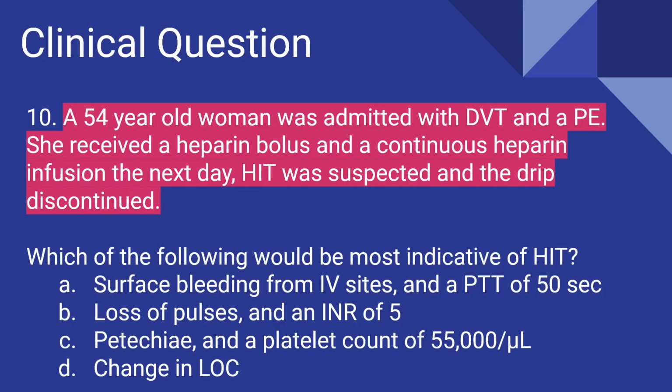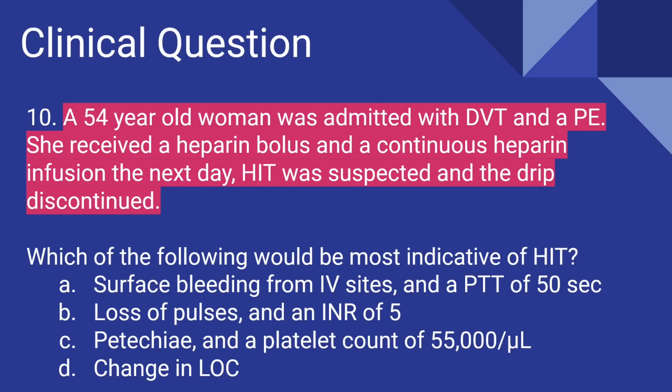All right, so we'll do some clinical questions and some rationale before we move on to hemodynamics. So we have a 54-year-old woman who is admitted with a DVT and PE. She received a heparin bolus and a continuous drip. The next day, we suspect HIT to be an issue, and the drip was stopped. Which of the following would indicate that lady had developed HIT?